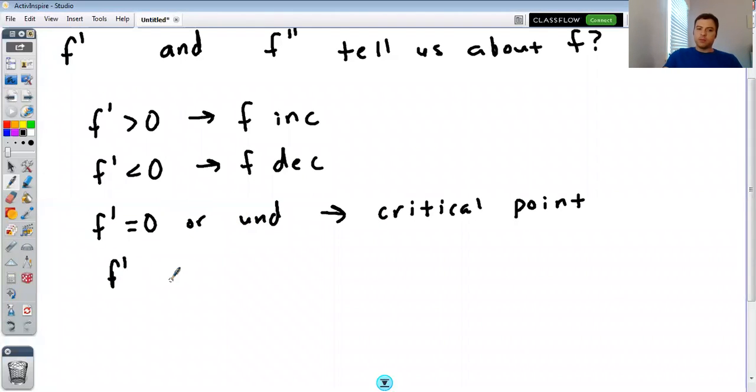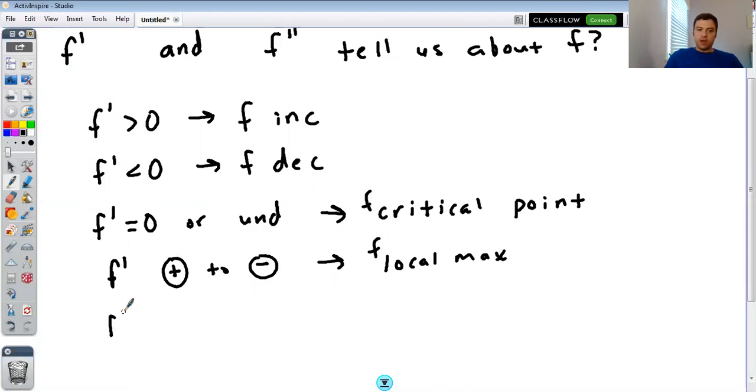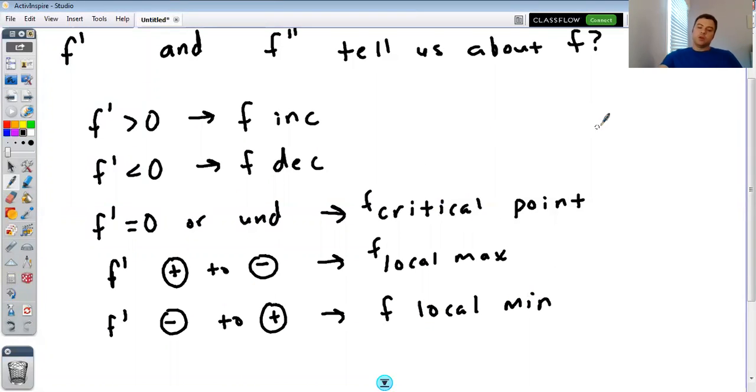So when f prime changes from positive to negative, it changes from increasing to decreasing. This will be a local or relative max for the function f. And all of this is about f. If f prime changes from negative to positive, we would say that f has a local min at that point. So this is our first derivative analysis, all the things you should understand about what the first derivative tells you about your function f.